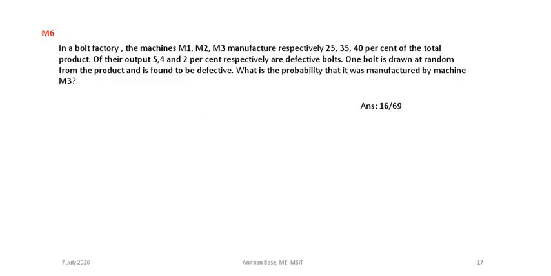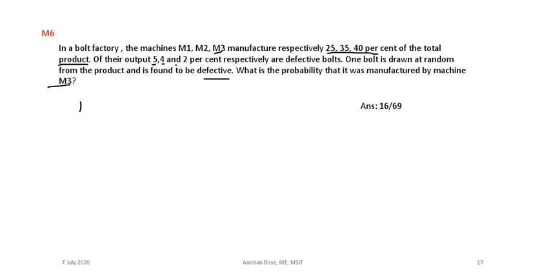Now see this problem. In a bolt factory, the machines M1, M2, M3 manufacture respectively 25, 35 and 45% of total product. Of their output, it is known that 5%, 4% and 2% respectively are defective bolts. One bolt is drawn at random from the product and is found to be defective. What is the probability that it was manufactured by the machine M3? Here again we have to use the Bayes theorem.